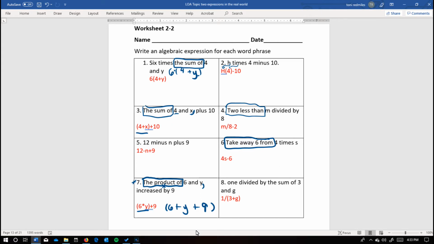Okay, 1 divided by. You can use this symbol. You could have gone like this. You could have used either of those symbols to mean divide. The sum of, so I know that this is parentheses and it's 3 and g. So I could have written it like that. I could have written it like that. Another way I could have written it is like this. Because remember I said a fraction bar can be a grouping symbol and it also means division.